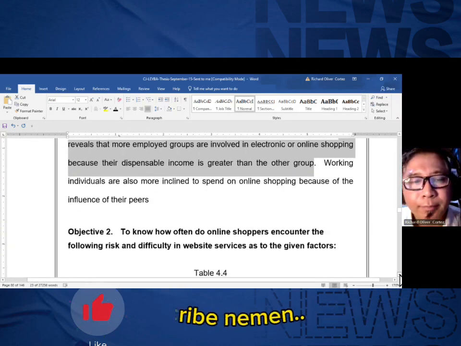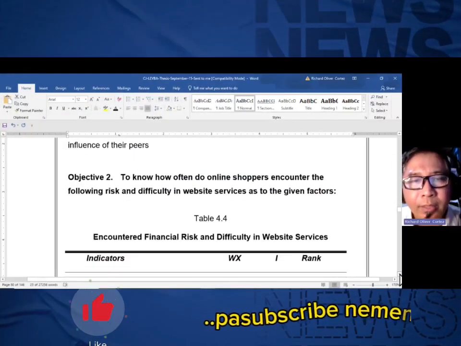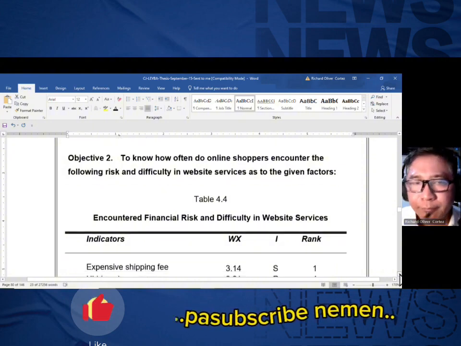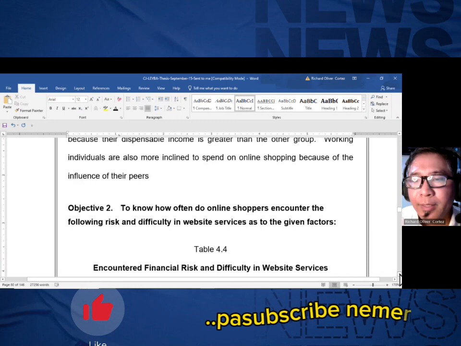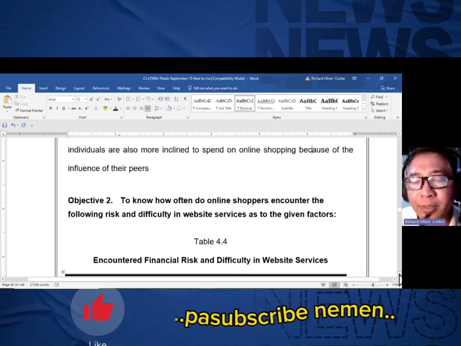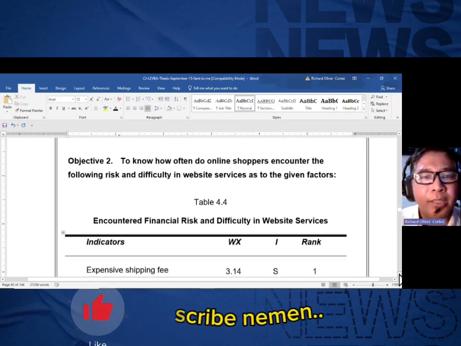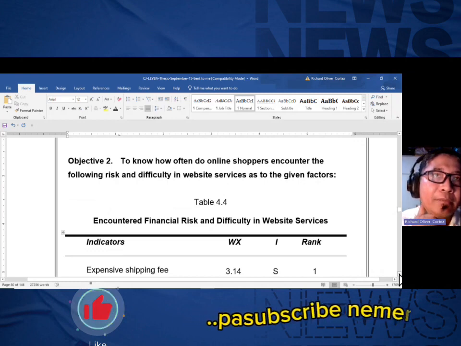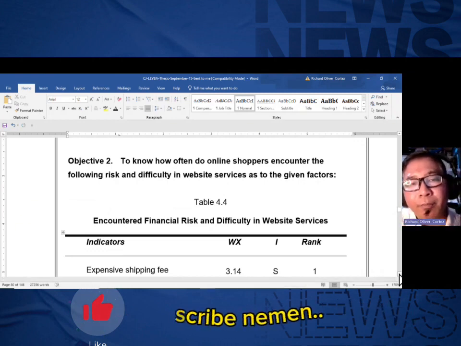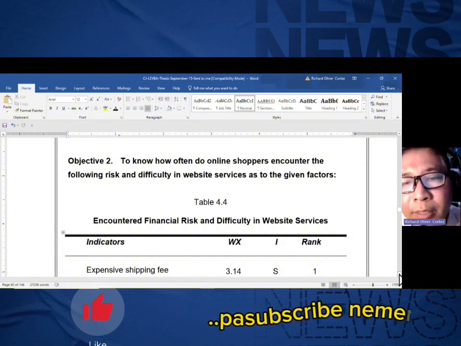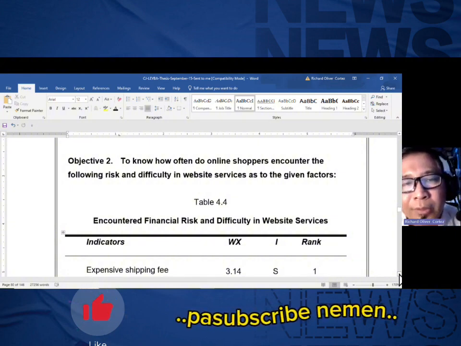Okay, we are done with the demographic profile of the respondents. And as objective number 2, no? So objective number 1, we talk about the demographic profile in this research. Objective number 2, we're going to know how often online shoppers encounter the risk.